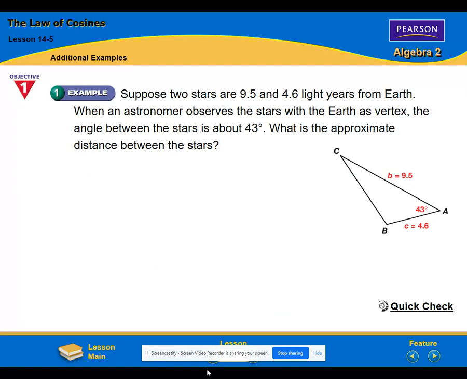Okay, so how does that work? Here it says, you can read it if you want to, about stars. They've already drawn the triangle for us, and they want us to find the length that is the segment BC, or what I'm going to go ahead and call capital A.